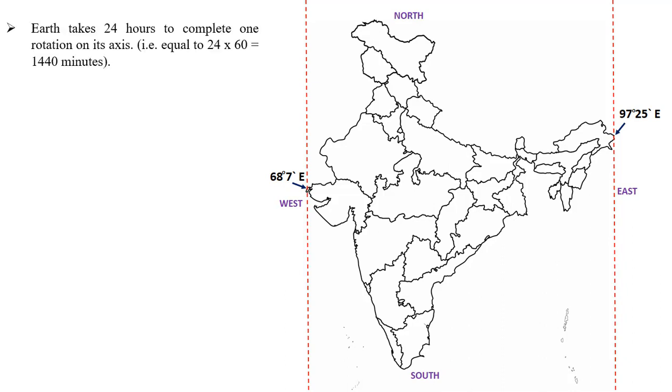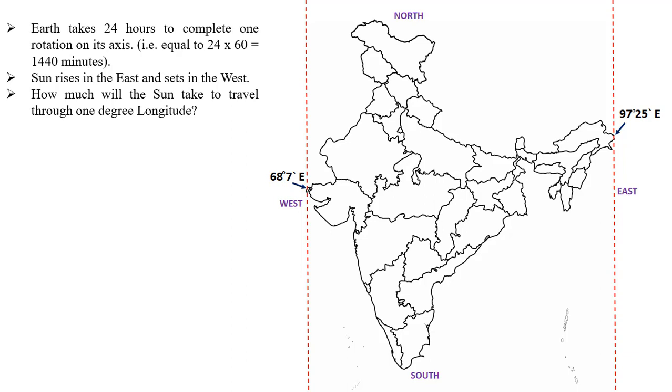Moving ahead, all of us know Earth takes 24 hours to complete one rotation on its axis, right? And if we convert that into minutes, that is equivalent to 24 multiplied by 60, which becomes 1440 minutes. Yes, this is a universal truth. Sun rises in the east and sets in the west.